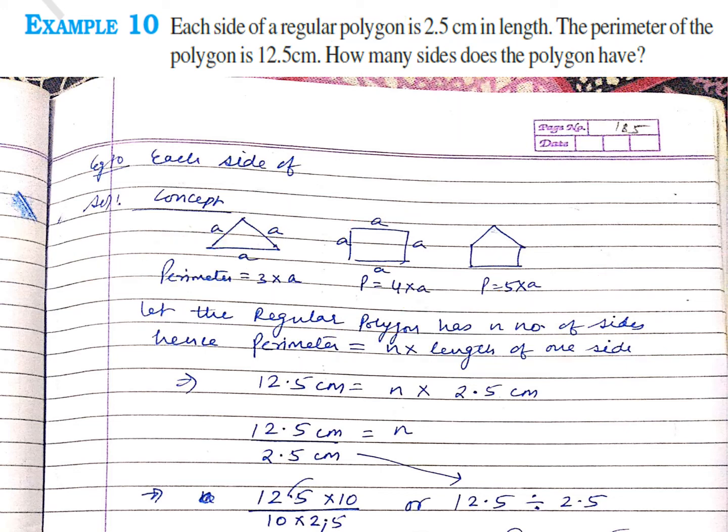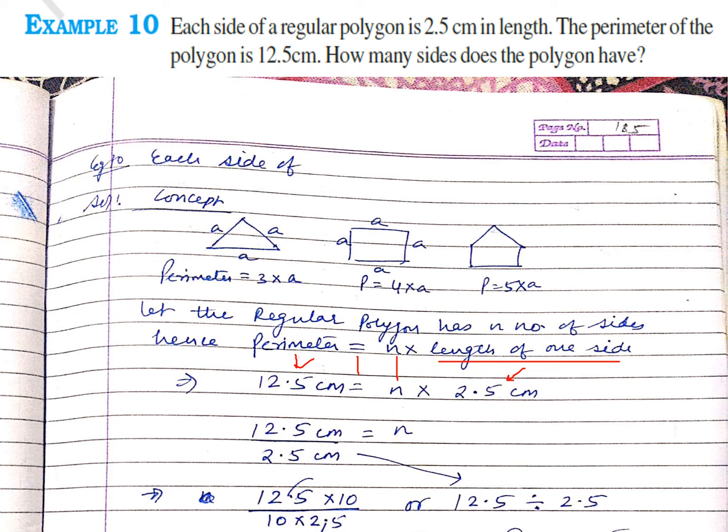We know the value of perimeter is how much? 12.5. Then we have an equal to sign. So equal to, n is unknown, so it will remain n only. Length of one side is given to us as 2.5 centimeter.